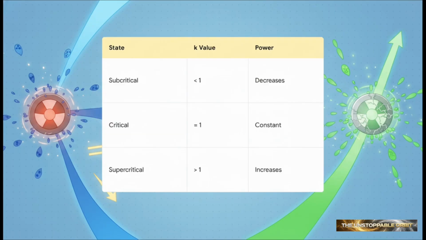If K is less than 1, we're in a subcritical state. The power is decreasing because we're basically losing neutrons faster than we can make them. If K is greater than 1, we're supercritical, and the chain reaction and the power is ramping up. But when K equals exactly 1, the reactor is critical. Now, I know critical sounds like a terrifying word in the movies, but in nuclear engineering, it means perfection. It means our reactor is operating steadily at a constant power, neither gaining nor losing free neutrons.